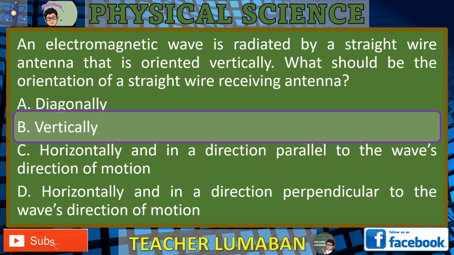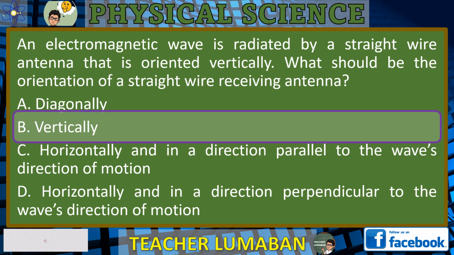Option C, horizontally and in a direction parallel to the wave's direction of motion, is not the correct answer because it suggests a horizontal orientation, which would not be optimal for receiving a vertically polarized wave. Ang option C, pahalang at nasa direksyon na parallel sa direksyon ng paggalaw ng alon, ay hindi ang tamang sagot dahil nagmumungkahi ito ng pahalang na oryentasyon, na hindi magiging pinakamainam para sa pagtanggap ng vertically polarized wave.